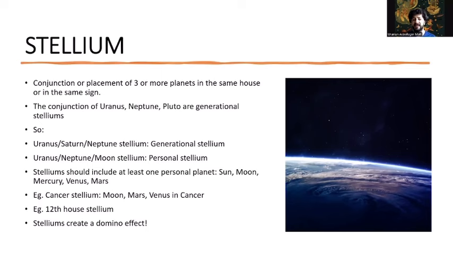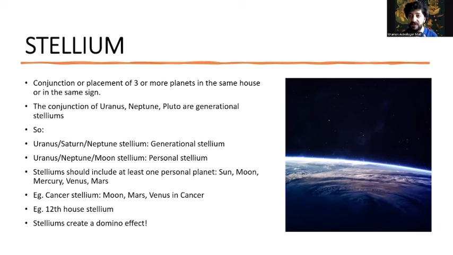Moon, Mars, Venus in Cancer, or it might be a 12th house stellium, like a first house stellium, second house stellium, and so on. And more importantly, stelliums create some type of heaviness. It is heavy because in a sign or in a house, there are more than three planets, more than two planets. So the energy is intense there. So you need to kind of balance each other's energies. So it can be a bit complicated with a stellium.